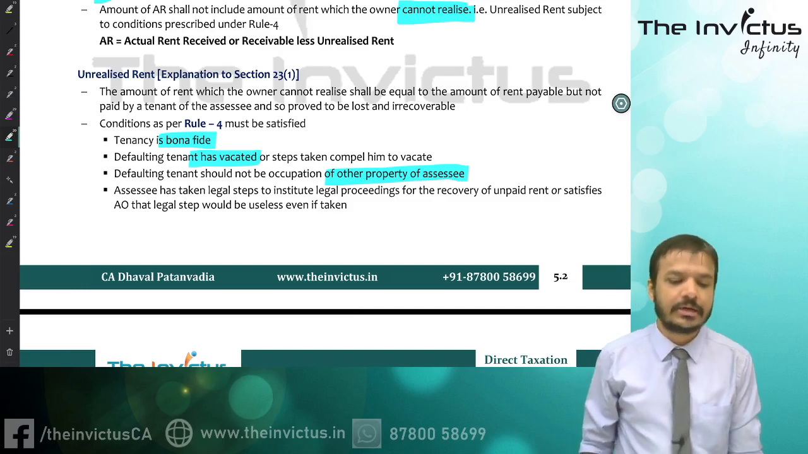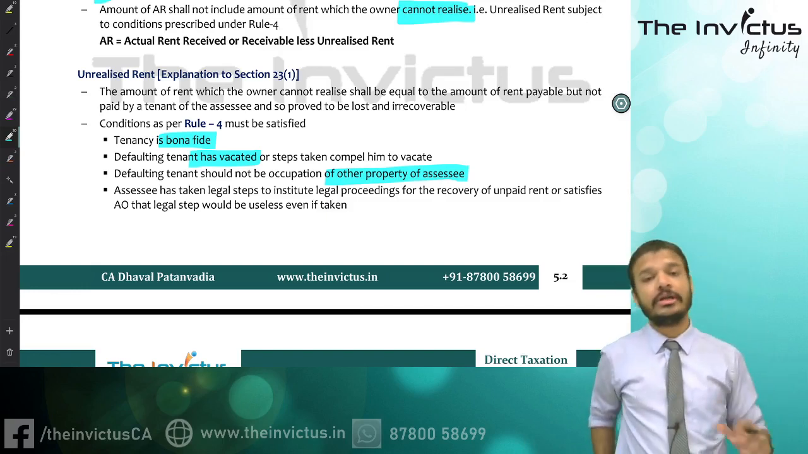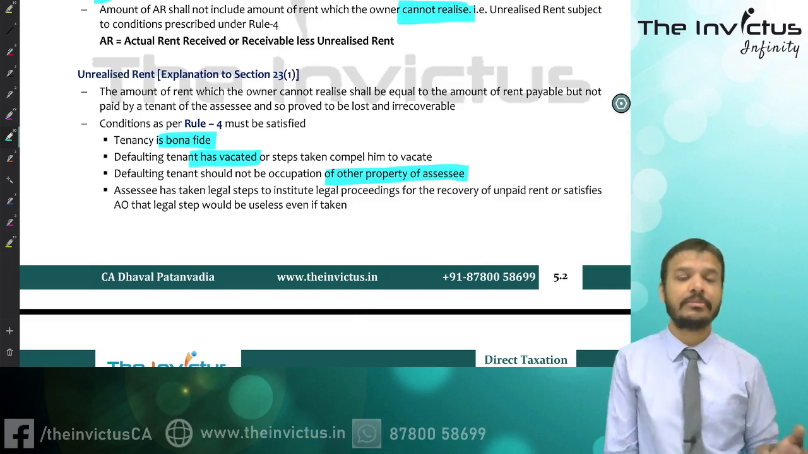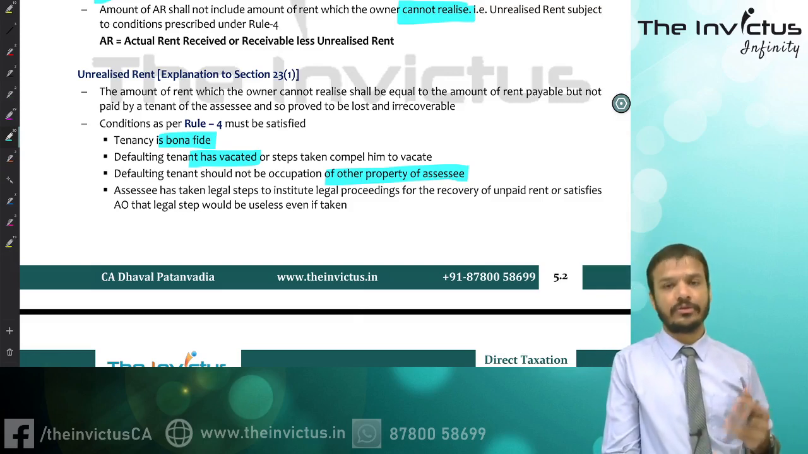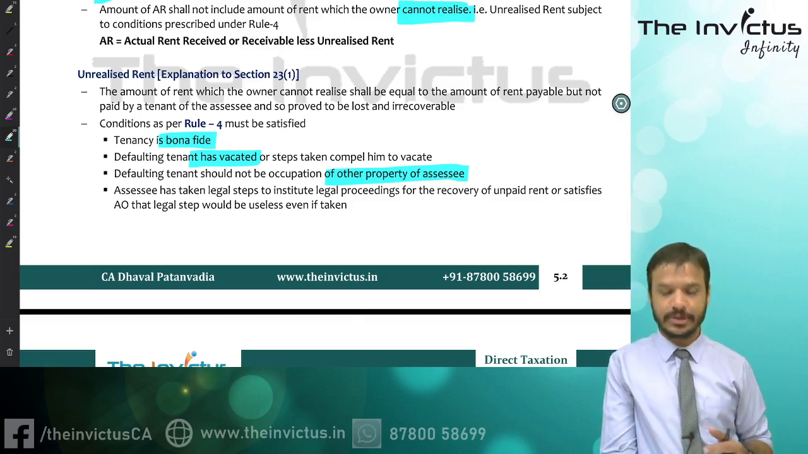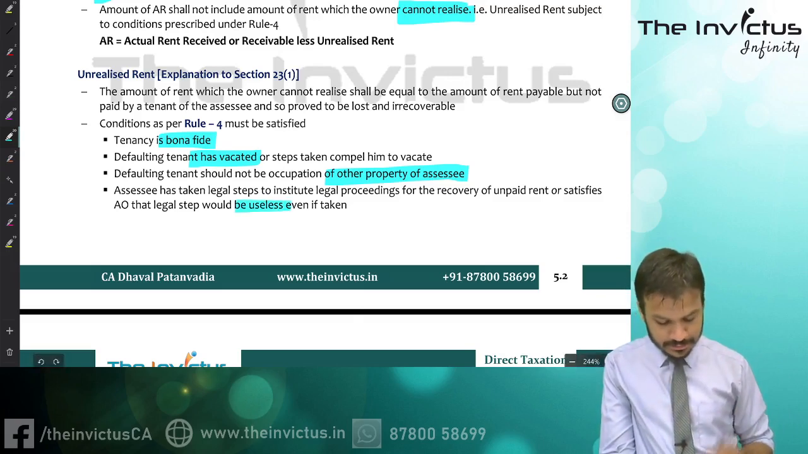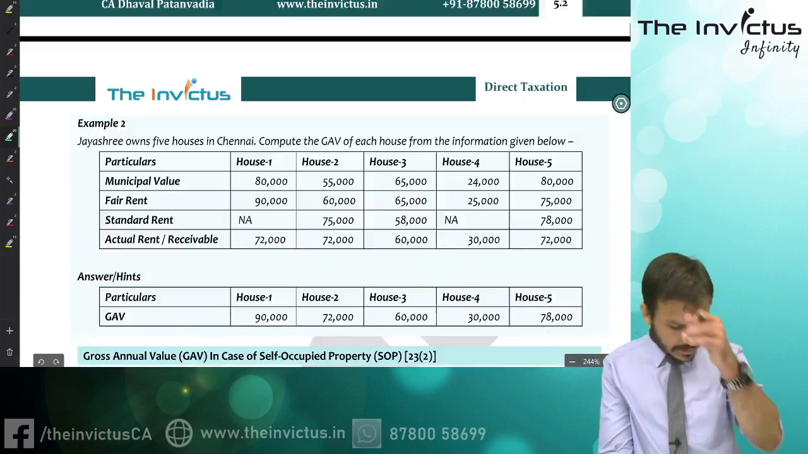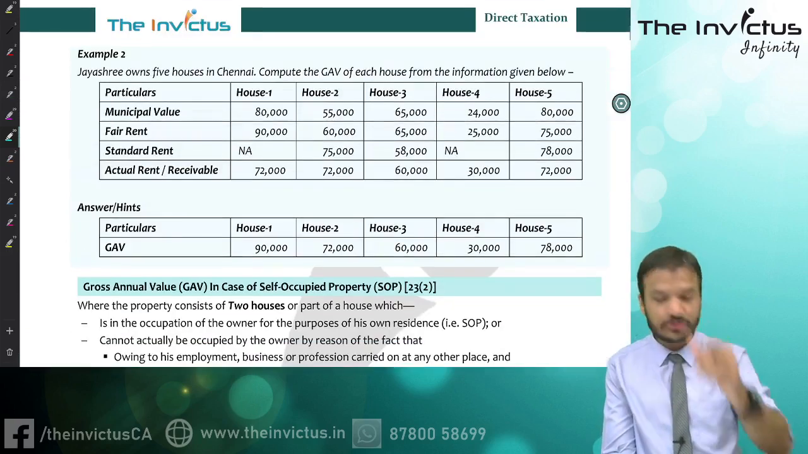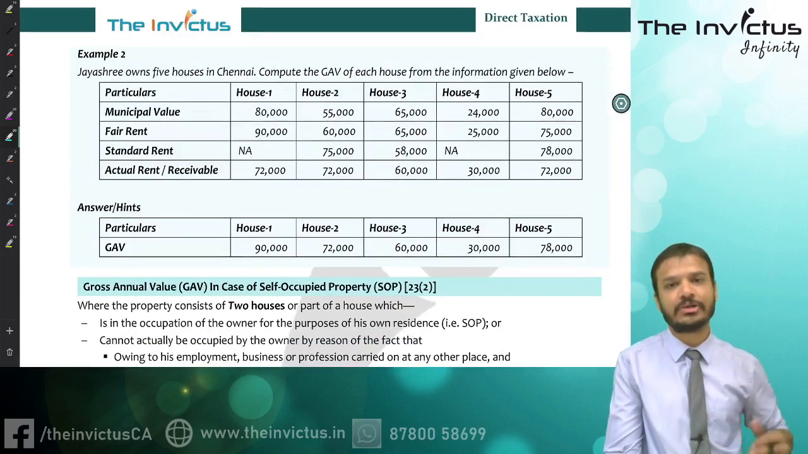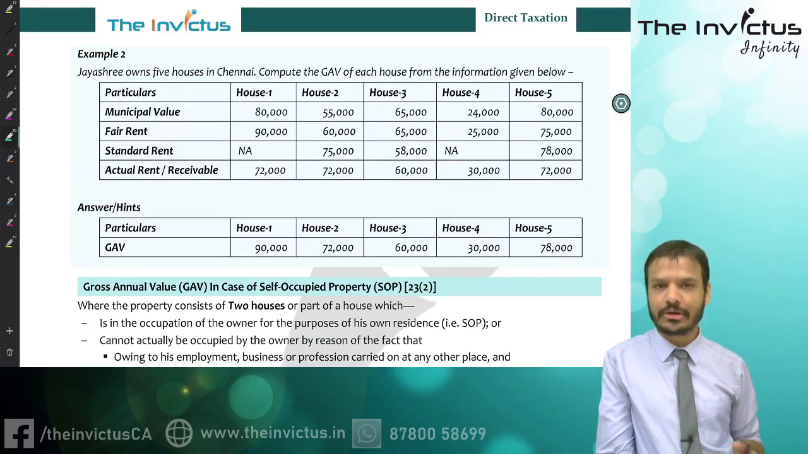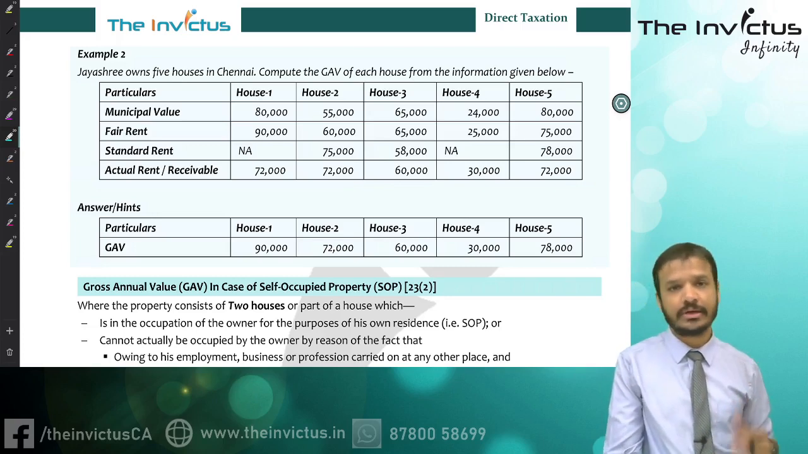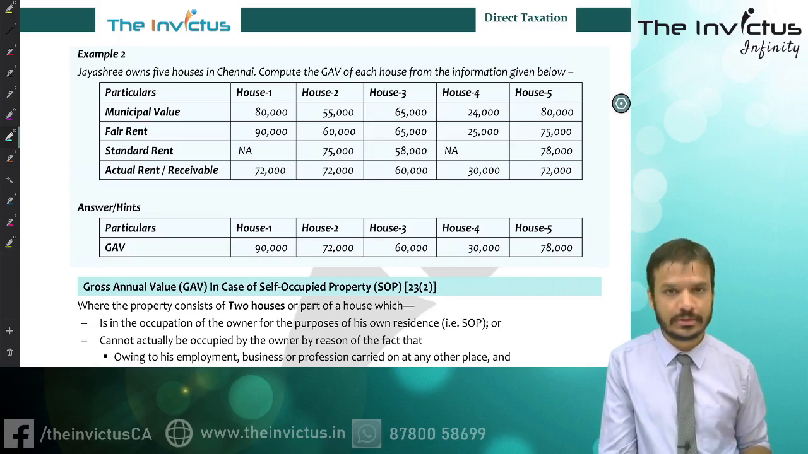The fourth is the assessee has taken legal steps, or you need to satisfy the assessing officer that if I could have taken the legal step, it would not be worthwhile or it would be useless. Okay? These four conditions we need to satisfy. Then one example is given. In house property, as I've said, I will not give that much time because it is not at all required. You need to compute the question on your own. If any doubt, you can connect with me. In that case, we'll solve.